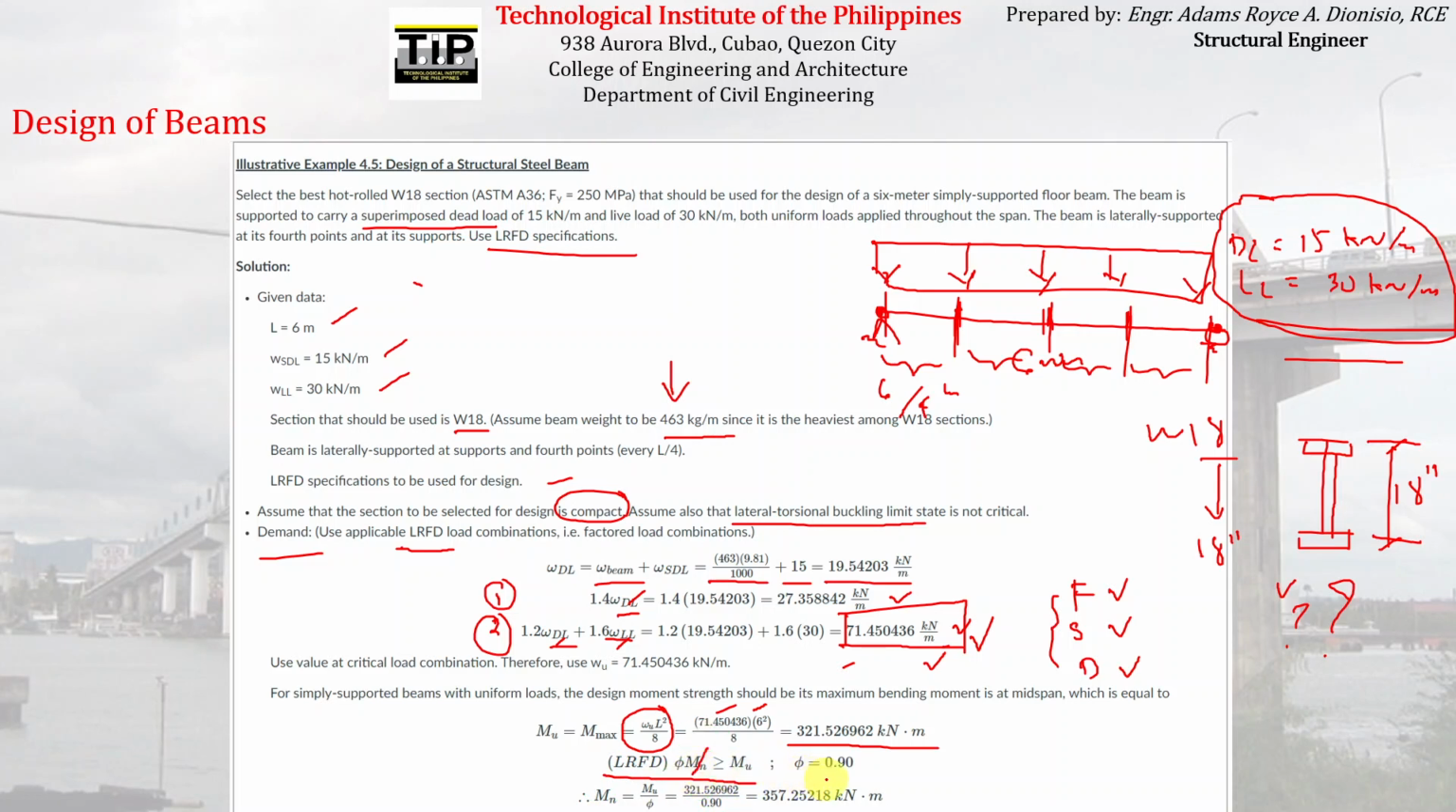Based on that ultimate moment, using this formula for LRFD, we can compute for Mn, since we know the value of phi for flexure, which is equal to 0.9. Computing Mn, we see that Mn is equal to 357.252. So we have to find a steel section that has a nominal moment capacity equal to 357.252. Although that is not usually the direct parameter we use as a basis for choosing a section, we usually find a section modulus that will satisfy that given nominal moment capacity.